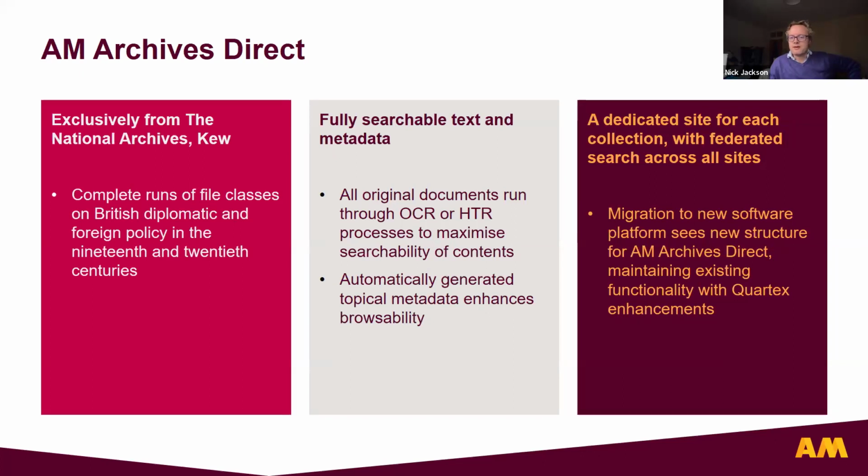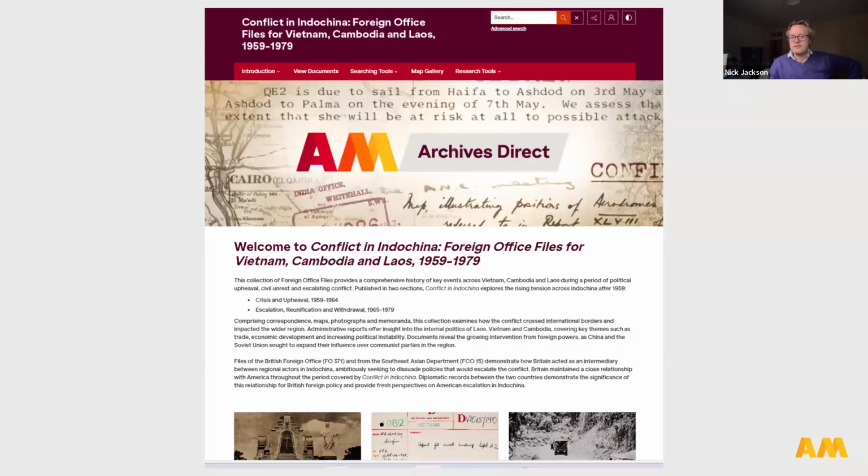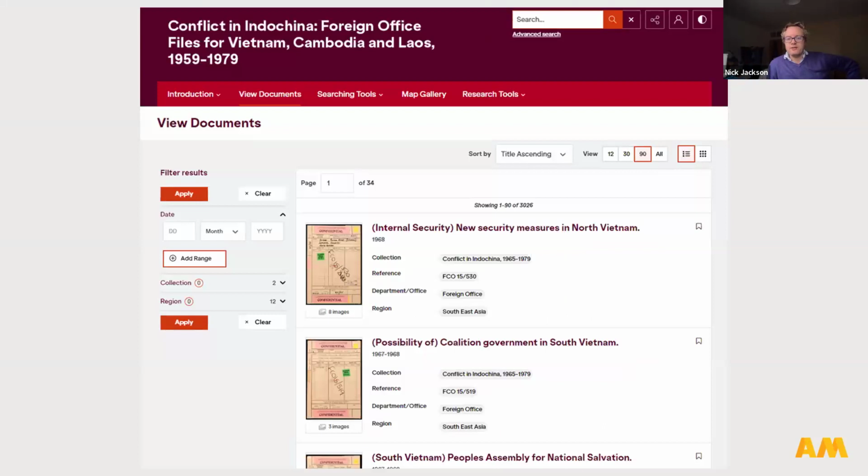So I promised you a look at conflict in Indochina, which this is the homepage. As I say, this is the most recent Archives Direct release, or rather the second section of this was 1965 to 79. So anyone familiar with the old Archives Direct site will see a lot here that they have seen before. This is just the top of the document list of conflict in Indochina.